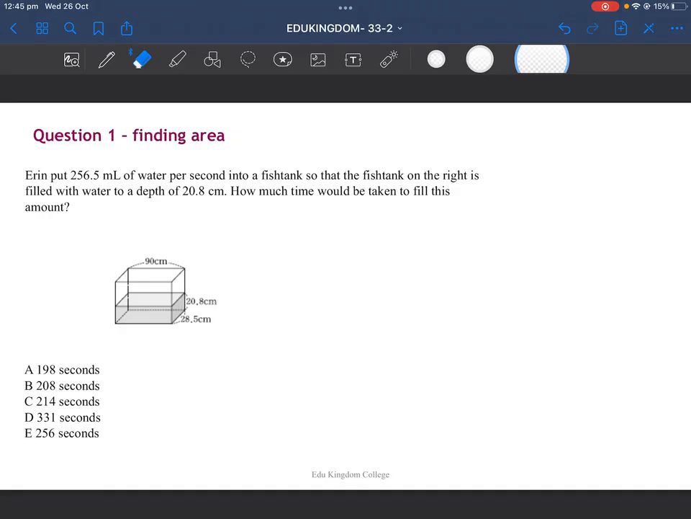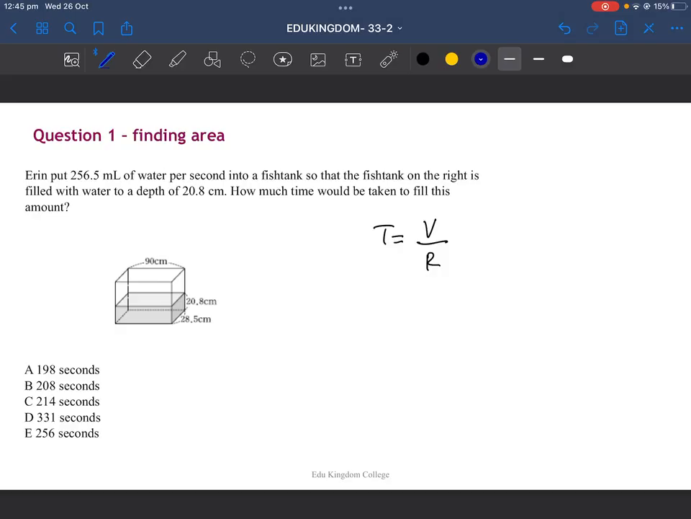Okay, to answer this question, we first need to address the formula involved. So guys, I want you to remember this. Time taken to fill up something is equal to volume over the rate, or T equals V over R.